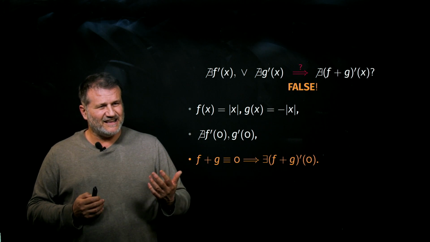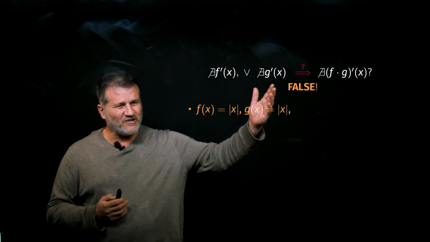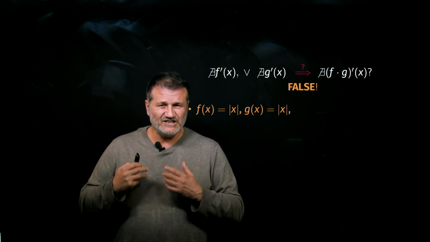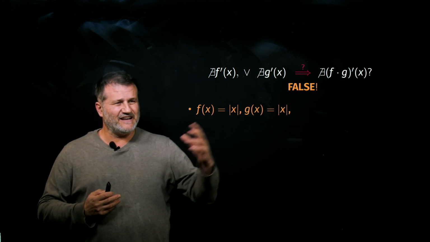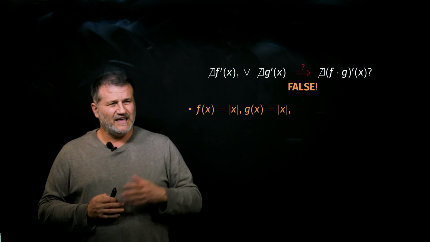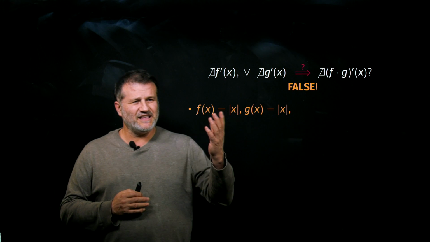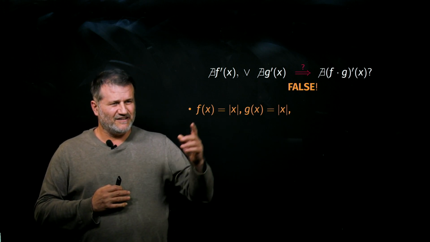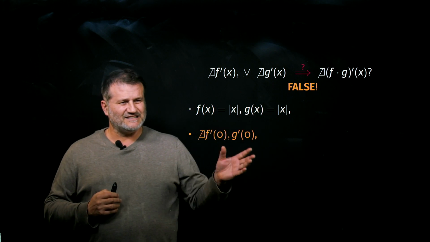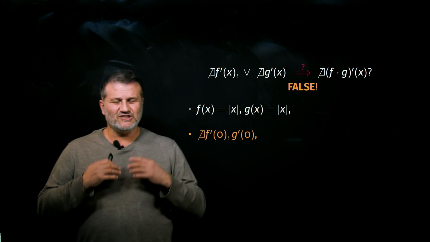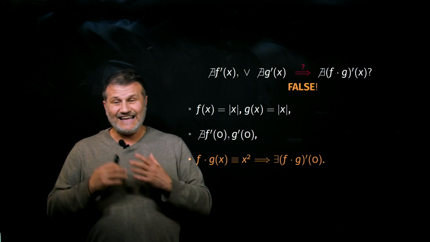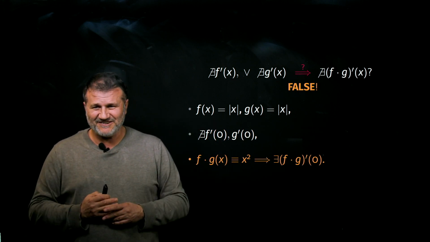A similar remark holds for the product. Can I say that if one or both factors are non-differentiable at some point, then also the product is non-differentiable at that point? No. And the example is basically the same. Take the modulus of x as f and as g. It is not differentiable at 0, so the two factors are not differentiable. But when you multiply, you get x squared, which is differentiable at 0.